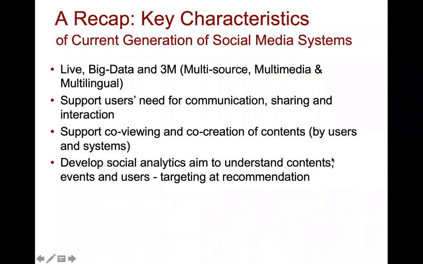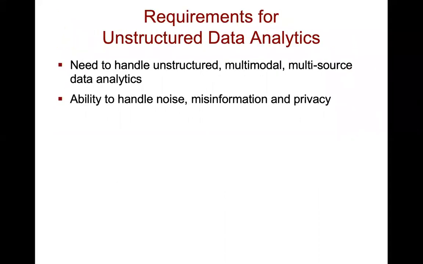So what are the challenges? Just to recap, the key characteristics are that the data is very big, very live, very dynamic, very evolving. Social networks support the user's needs of communication, sharing, and interaction. They support co-viewing and co-creation of content, which was not available before, and we need to develop analytics algorithms that are not just able to handle and make sense of this data, but also have to do it in a very fast and very scalable manner, so that we can really process all those billions of data points that the Facebooks and Googles of our world generate nowadays.